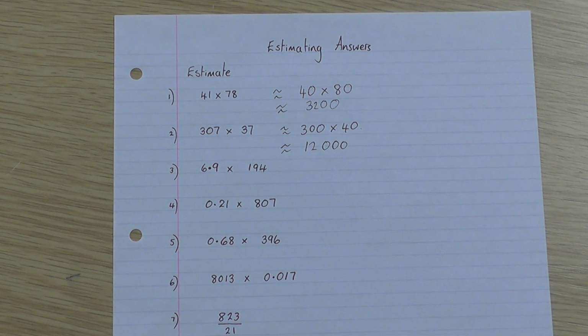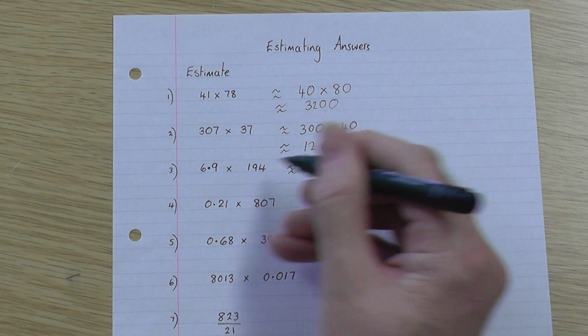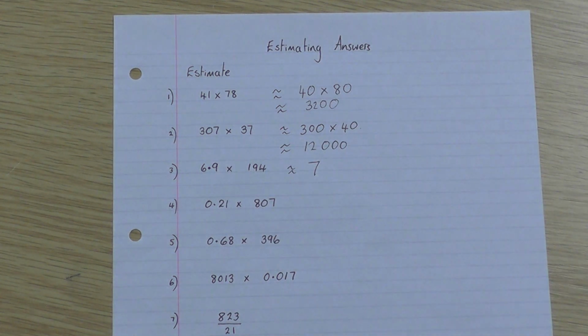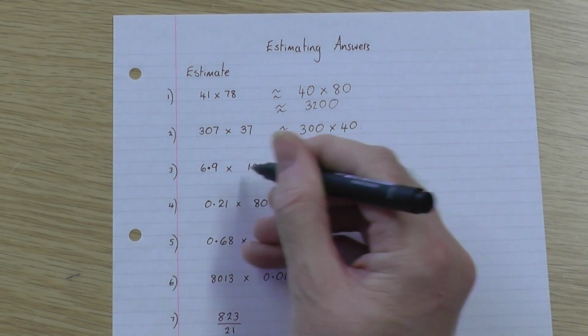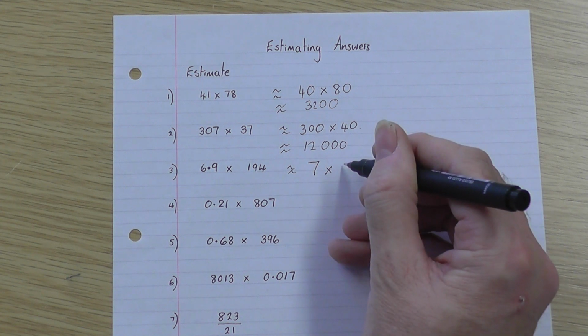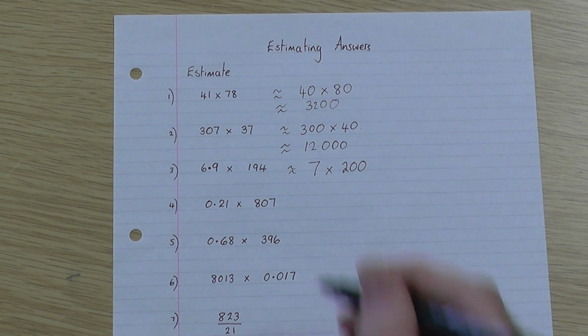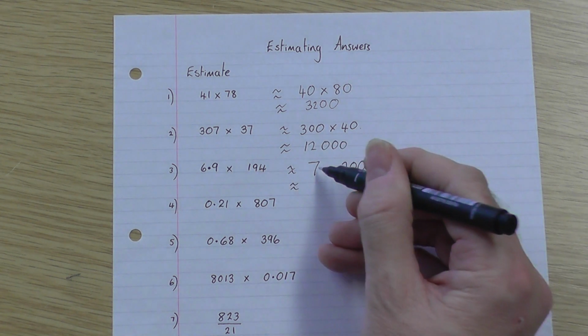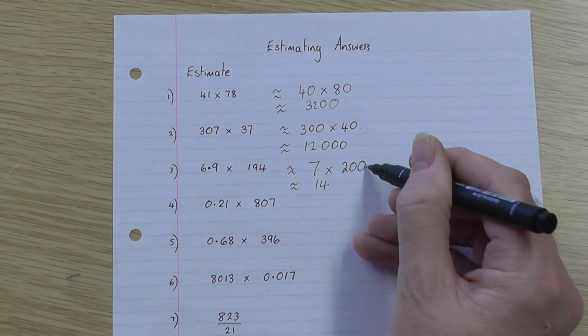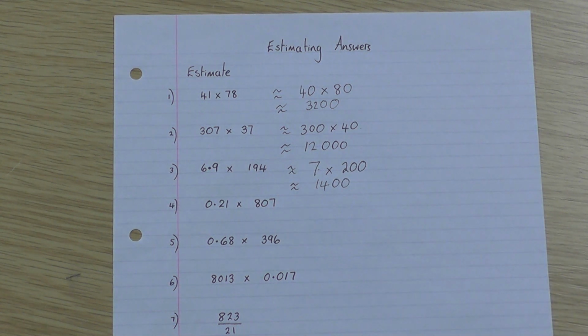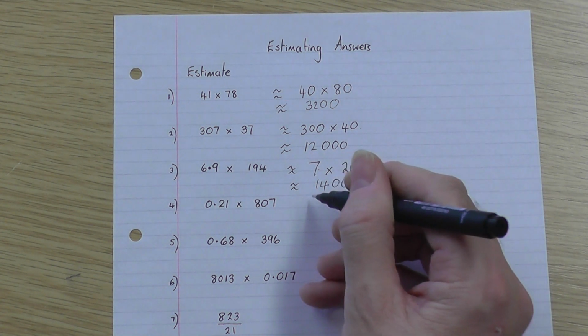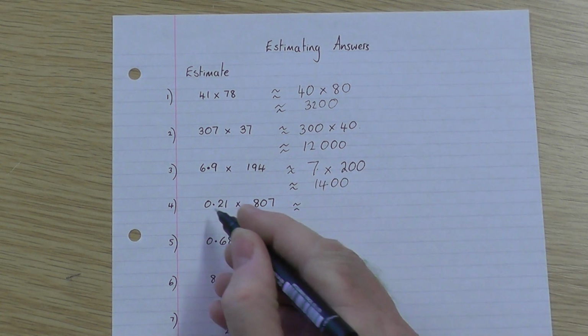2 marks for that. Next one, 6.9 is approximately 7 to the nearest whole number. Times by 194, don't put 190, I would suggest 200 is far easier to use. Approximately equal to 7 times 2 is 14, add the 2 noughts, 1,400.